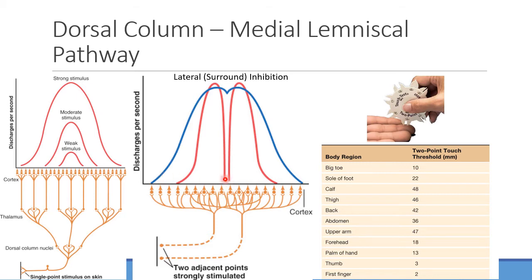However, with the fingers, these nerves are able to shut off one another in a lateral manner, so that you can detect two fine individual signals. Things like the big toe may only be able to detect a 2-point touch at maybe 10 millimeters. The first finger, though, is 2 millimeters, so very close. Places like the calf may be only 48 millimeters. So there's a lot more lateral inhibition that can occur in the fingers because you want to be able to detect those small differences in touch.